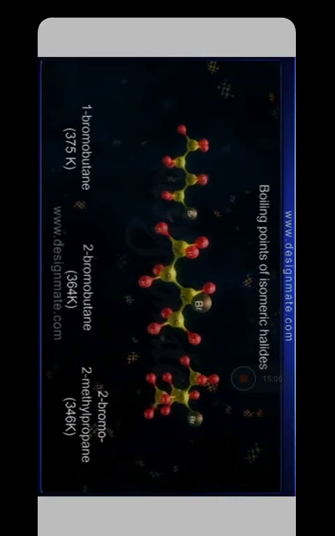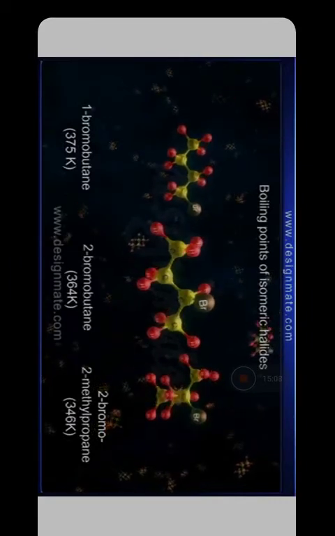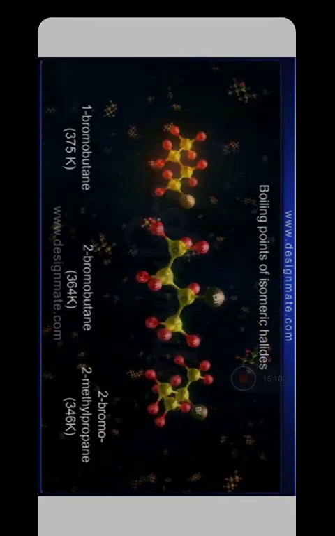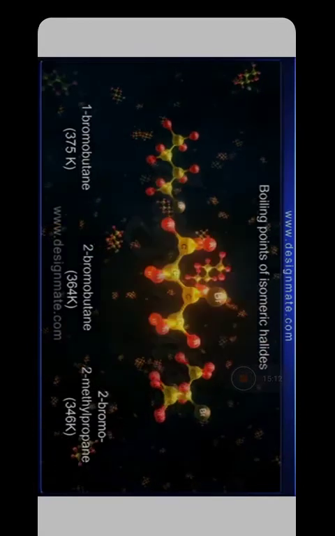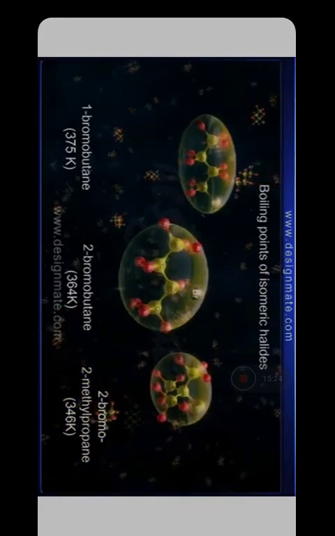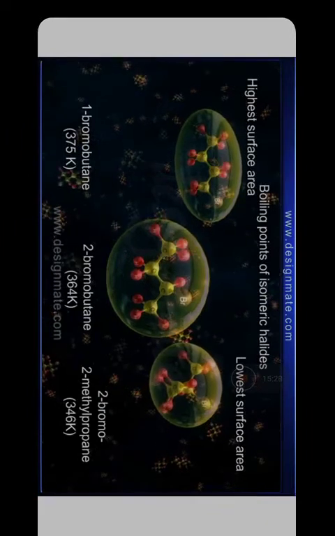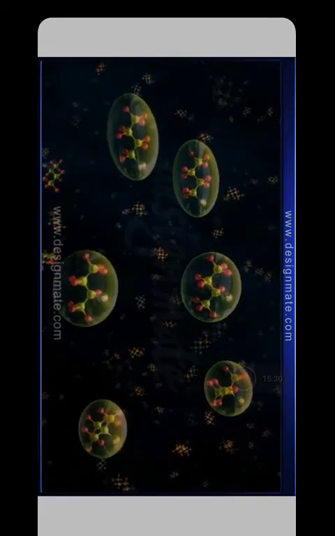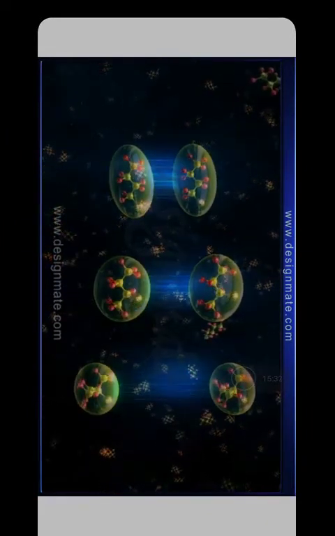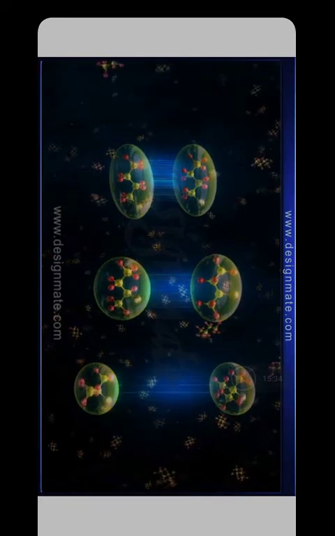Now, let us compare the boiling points of three isomeric halides, namely 1-bromobutane, 2-bromobutane and 2-bromo-2-methylpropane. Clearly, the boiling point of 2-bromo-2-methylpropane is the lowest. This is because branching reduces the surface area of molecules, which subsequently reduces the strength of the dispersion forces acting between them.